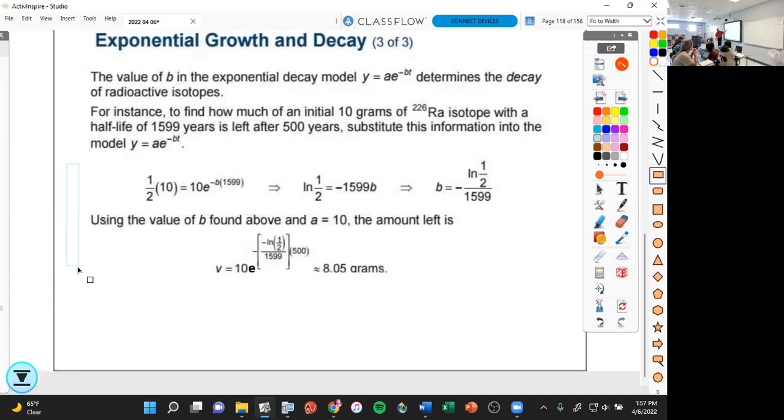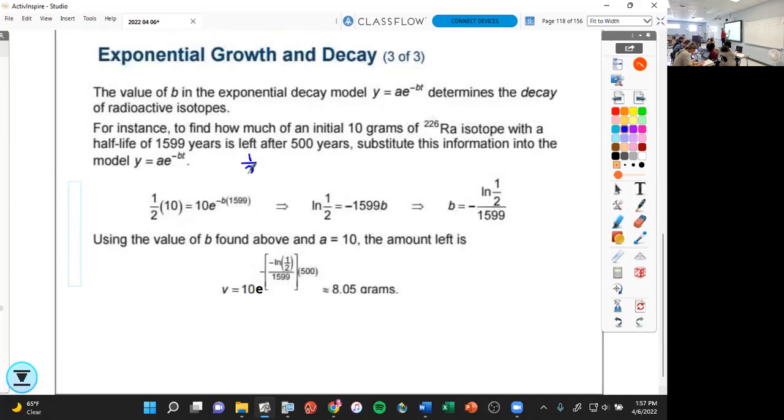So to fill in everything, y is half of what we start with. They actually wrote half of 10. So half of 10 is equal to 10 e to the negative b times 1,599. Dividing both sides by 10 gives you 1/2 equals e to the negative 1,599 b. How do you get the exponent down? By taking the natural log of both sides.